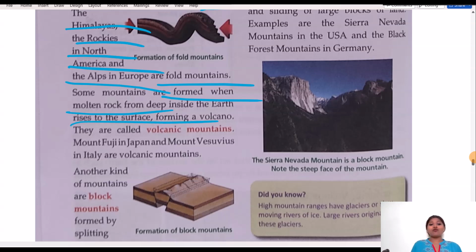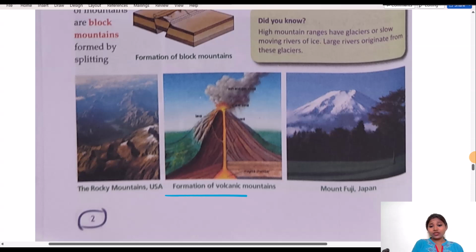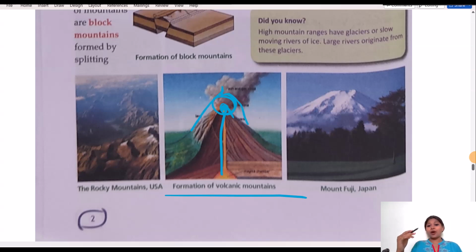Some mountains are formed when molten rock deep inside the earth rises to the surface from a volcano. We know, children, if you see below, the formation of a volcano mountain. Whenever a volcano blasts and magma comes up, then after some months or years, the magma comes out and cools, and this is how this type of mountain formation happens.